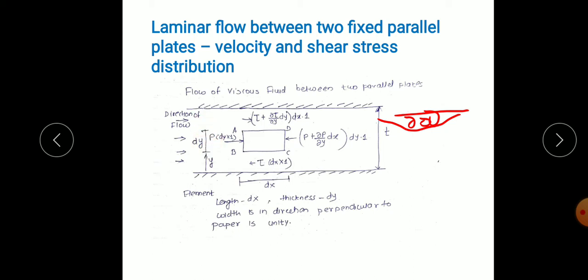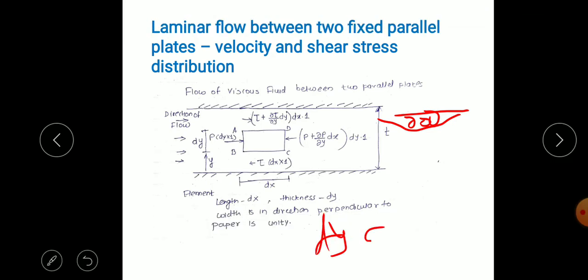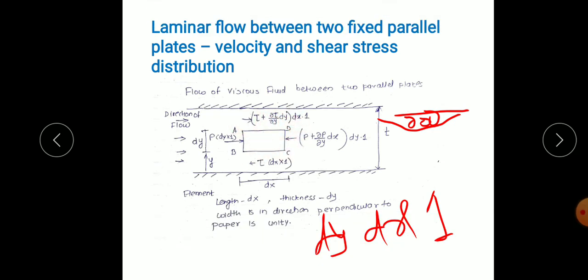dx is the length, dy is the thickness, and the width is taken as unity. The width is taken perpendicular to the screen, or if you draw on paper, perpendicular to the paper, and it is taken as 1. So the dimensions of this element are dy, dx, and width 1. Now there are two forces acting.